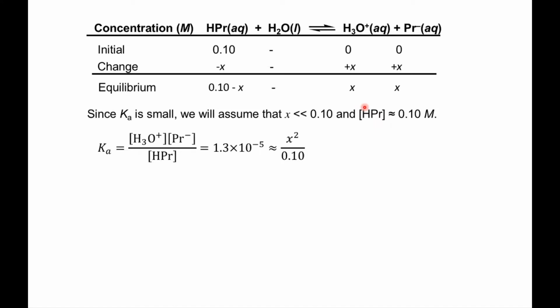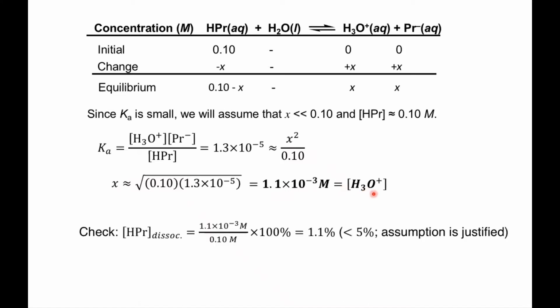That's equal to 1.3 times 10 to the minus 5, which is approximately equal to x squared over 0.10, where x is coming from this table. It is replacing the hydronium ion concentration and the propanoate concentration, since these are effectively equal to each other from our balanced equation and our reaction table. So we rearrange the equation. We multiply through by 0.10, and then we take the square root of everything to get the x value, which will be our hydronium ion concentration. That's equal to 1.1 times 10 to the minus 3 moles per liter. So that is the hydronium ion concentration. And then we check our assumptions.